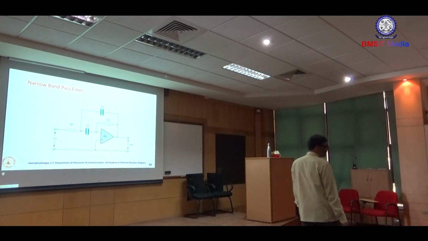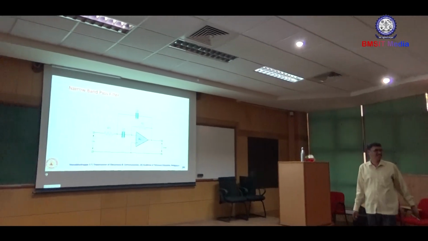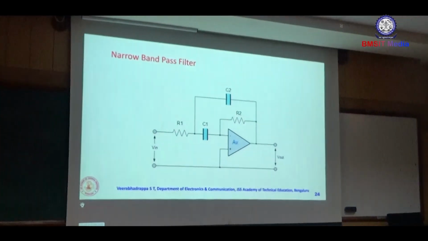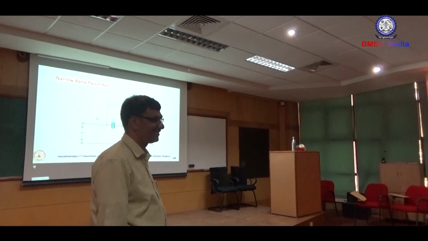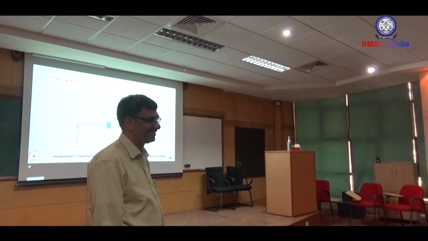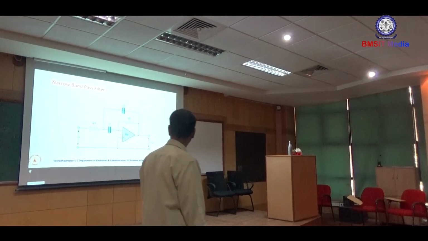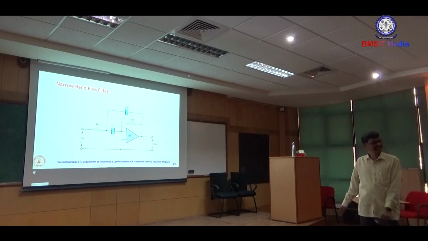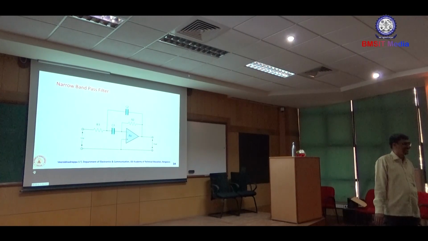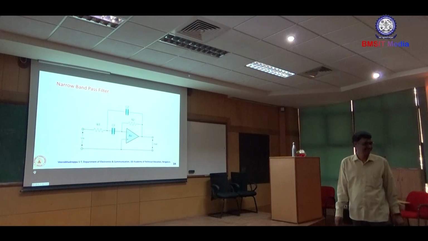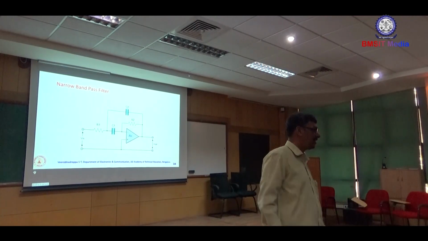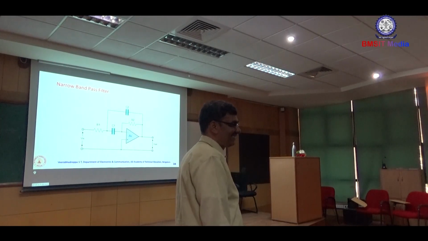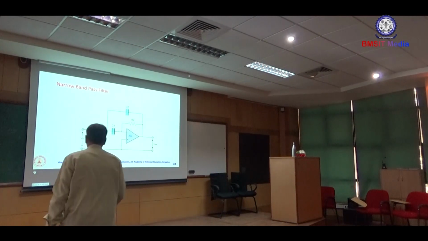Now, can anybody explain how this circuit works based on your previous knowledge? Assuming that V0 is equal to 0, how can you redraw this circuit? Because we have to visualize it, you cannot visualize it directly. Set V0 equal to 0. Then how does this circuit look?